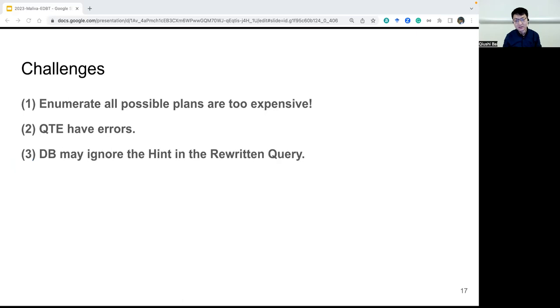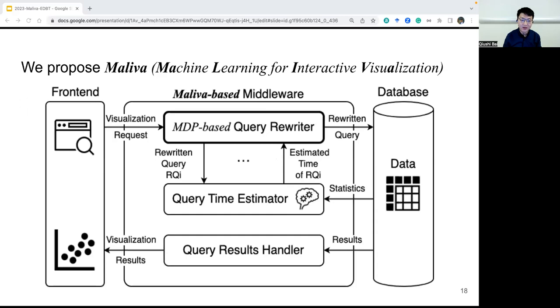There are a few challenges to solve this problem. First, apparently, brute force enumerating all possible rewriting options is too expensive. Second, there are uncertainties, such as the QTE can have errors and the database may ignore the hint in the rewritten query. To address the challenges, we propose Maliva. It stands for Machine Learning for Interactive Visualization.